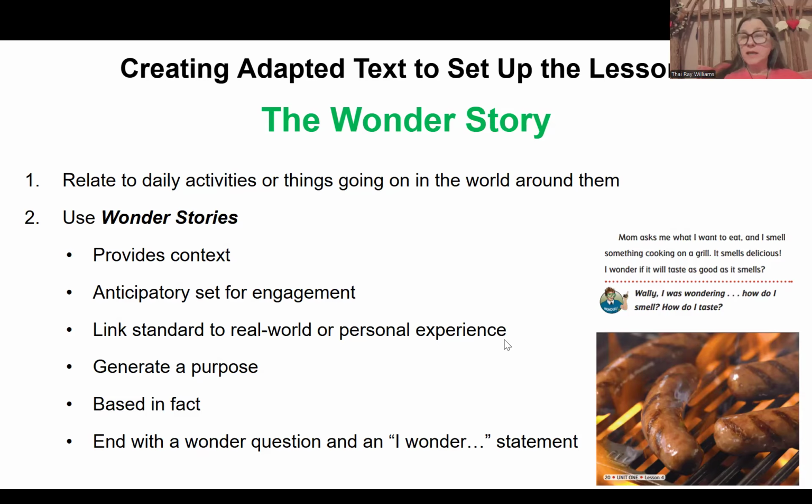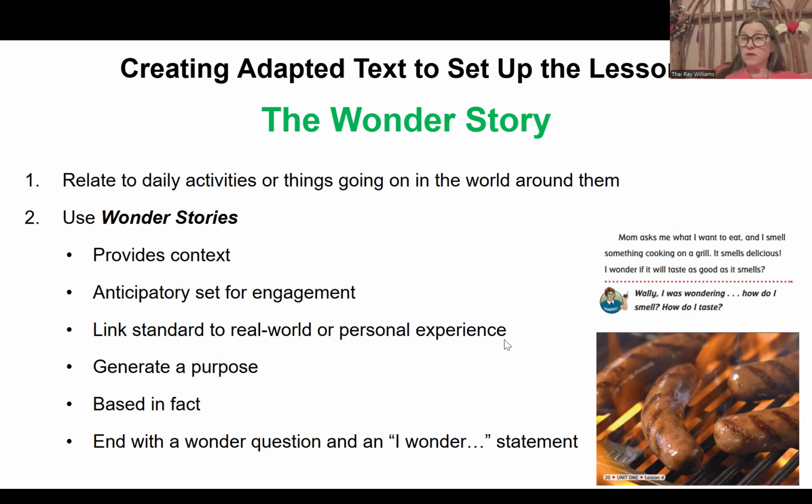It links the standard to real world or personal experiences. So by telling a wonder story and connecting it to things the students know, it makes that link to that standard. You generate it with a purpose. When you write a wonder story, you are specifically writing it to set your students up for learning. And remember, that wonder question is directly aligned with your concept statement.